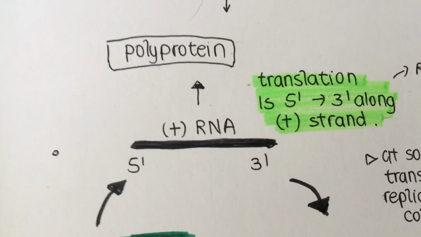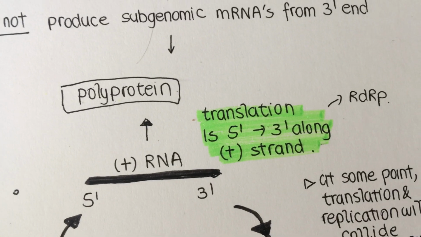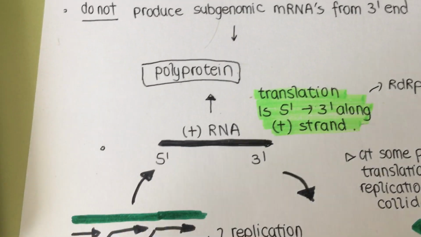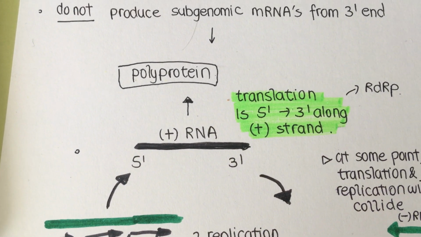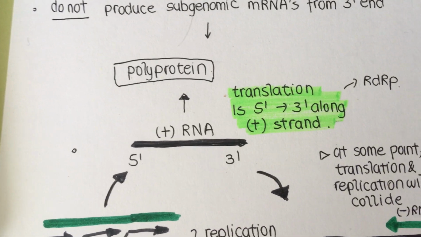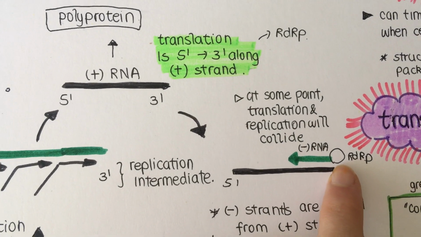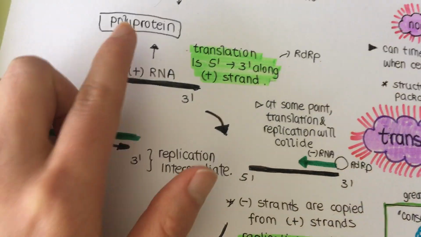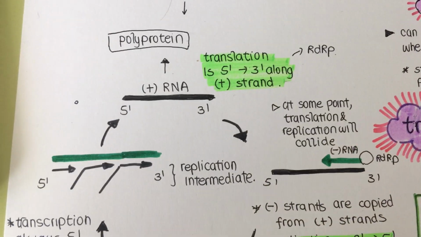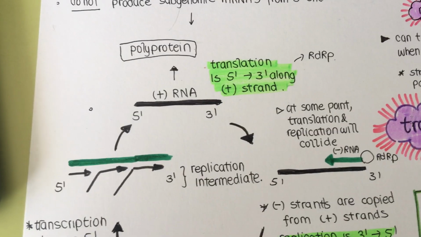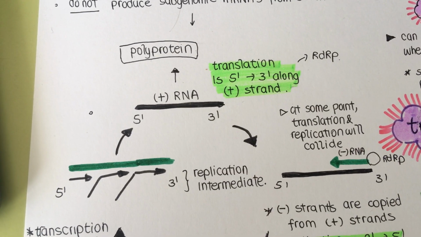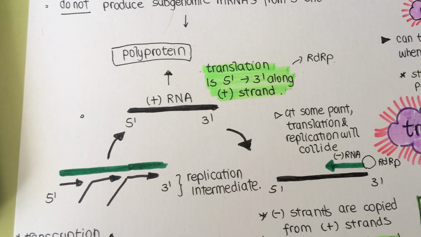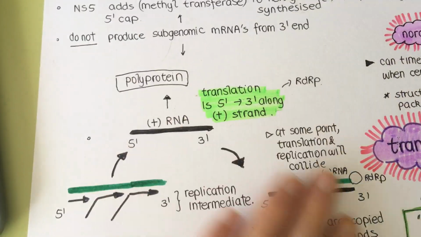Now, there is an obvious problem, which is that translation occurs in the 5' to 3' direction, this way, while replication occurs in the 3' to 5' direction, this way. So when you get this happening, you would eventually get a collision. So the virus must adapt and evolve around this to ensure correct steps occur.